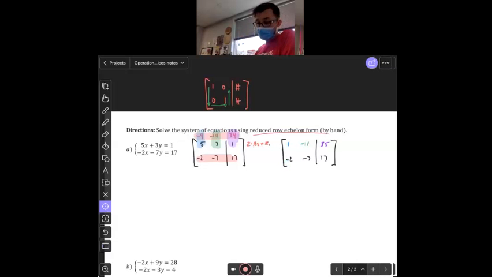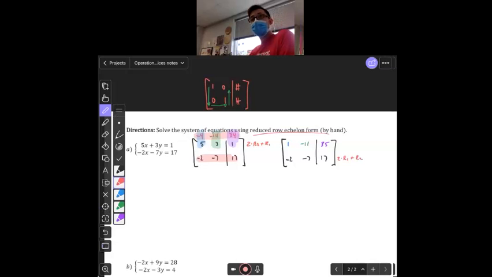So I need 2 x's, so I'm going to take 2 times row 1. I'm going to add it to row 2 because that'll give me 0 there. But I'm not trying to change row 1, so I'm going to bring row 1 over immediately so I don't accidentally mess it up.